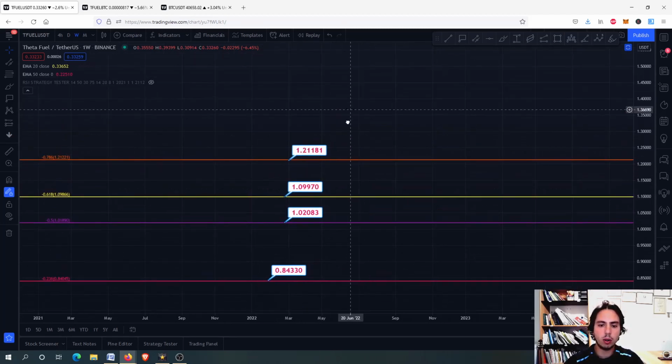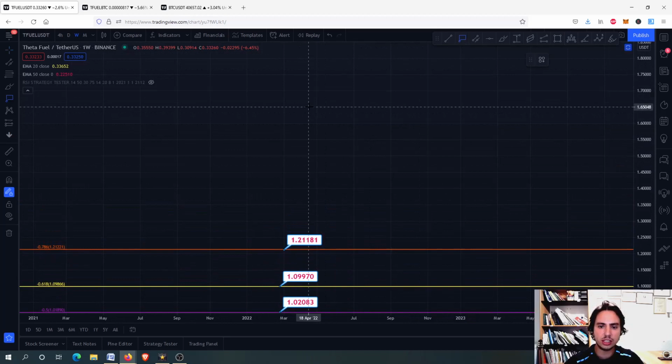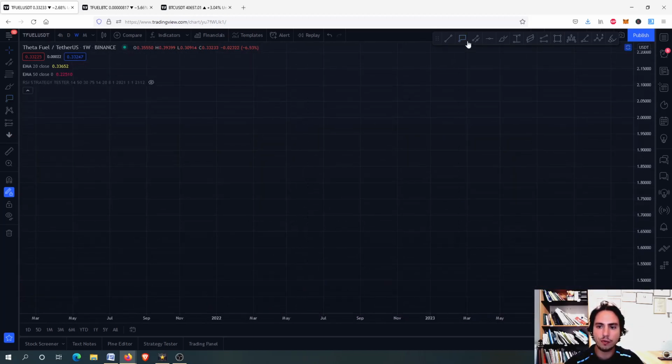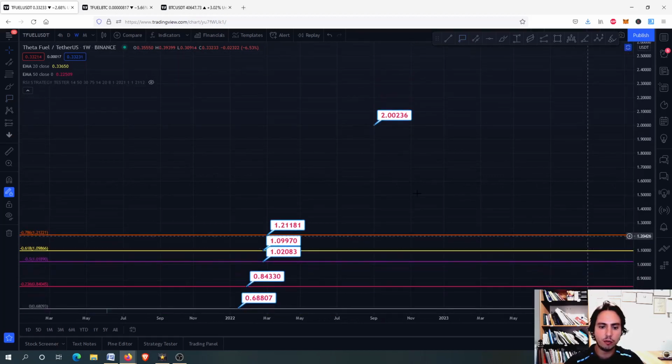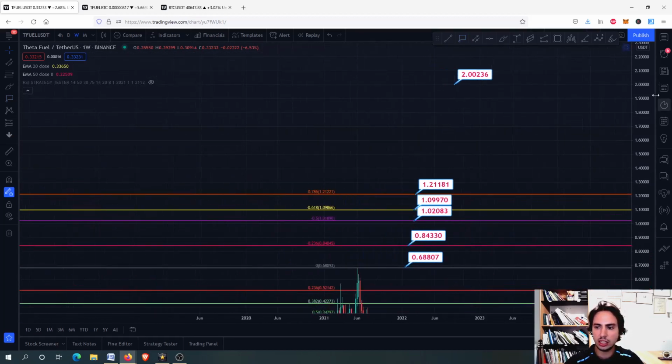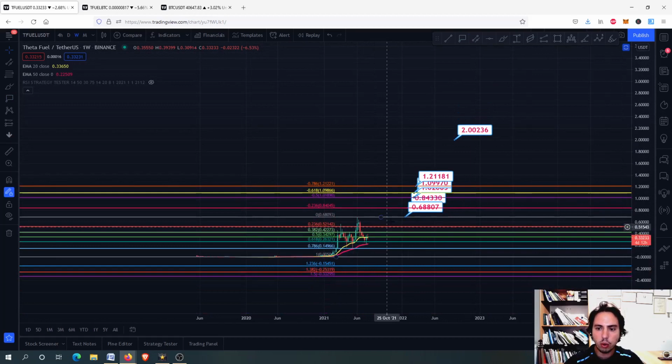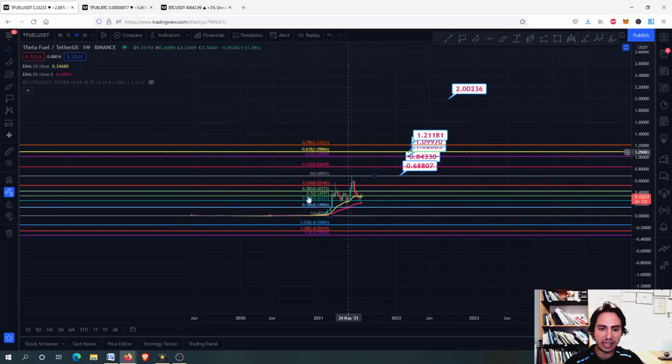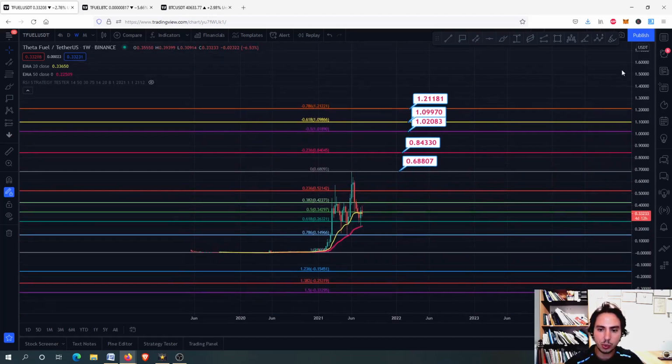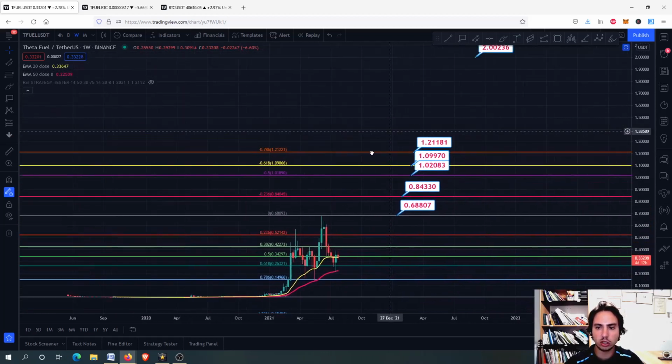Let's say that we want to achieve the 2 Tether USD. So we have to go far away around there, guys. So here we are, 2 Tether USD for TFUEL. Let's say that we want to see whether we can climb all the way upwards to 2 Tether USD, guys. You can see how much we have to climb in order to go there.